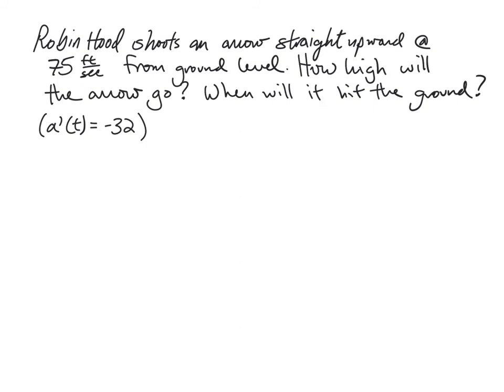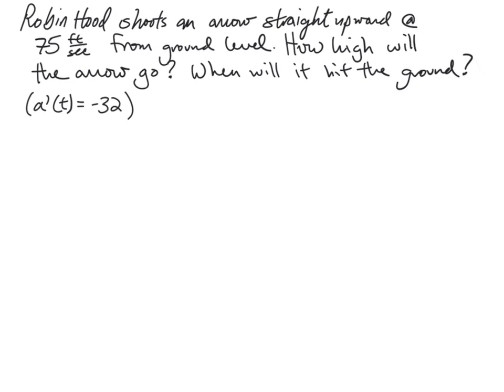Robin Hood shoots an arrow straight upward at 75 feet per second from ground level. How high will the arrow go, and when will it hit the ground? Since we are working with feet, which are imperial units, we will use the acceleration function, no prime here, just a of t, which will equal -32 feet per second squared.